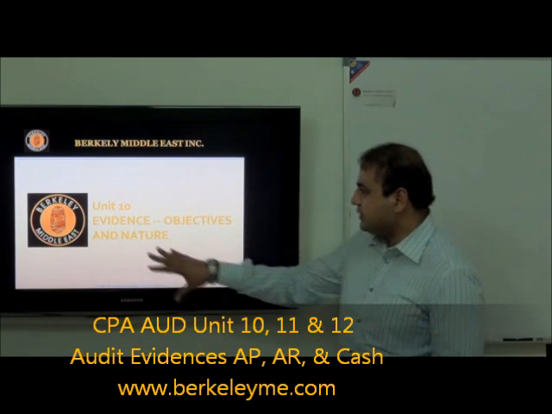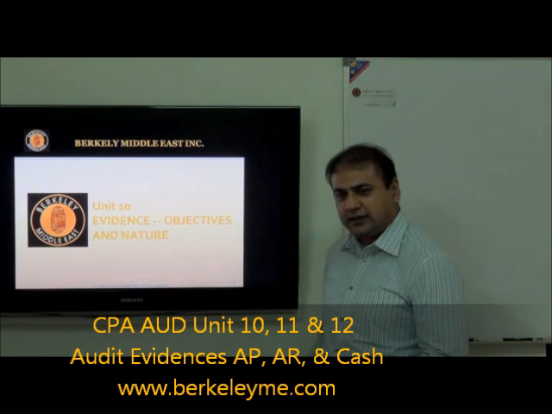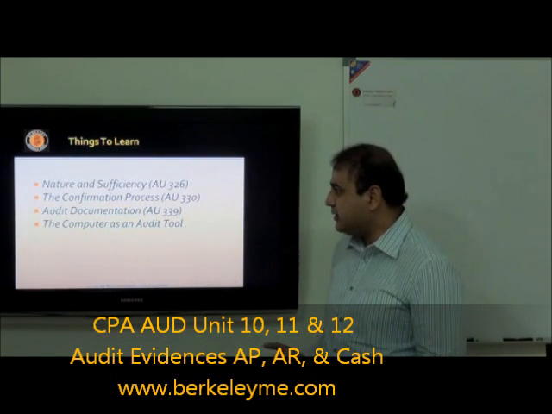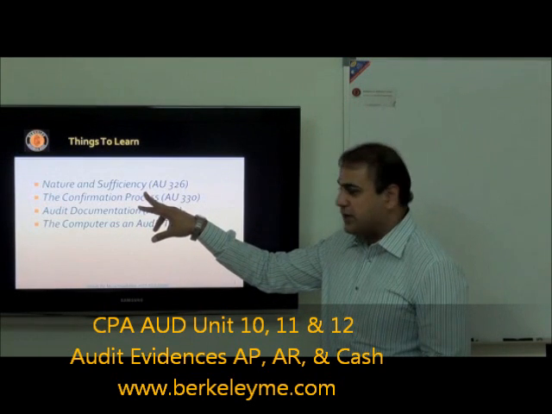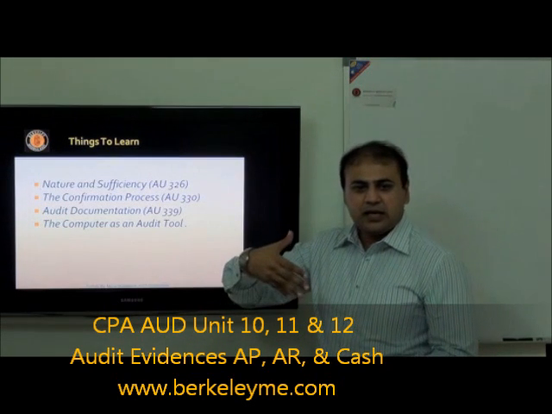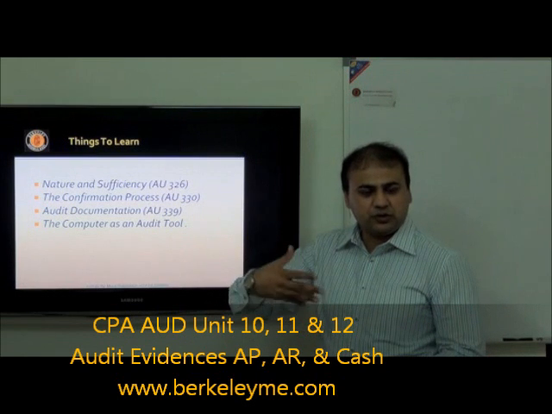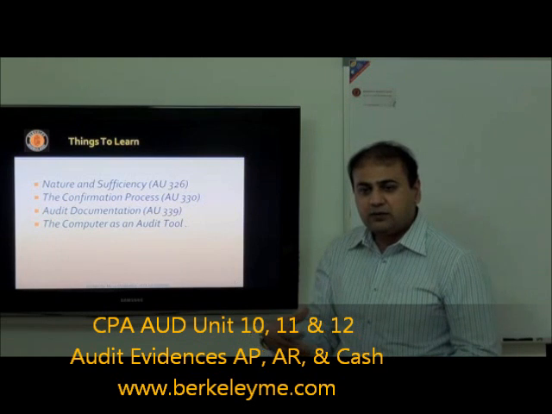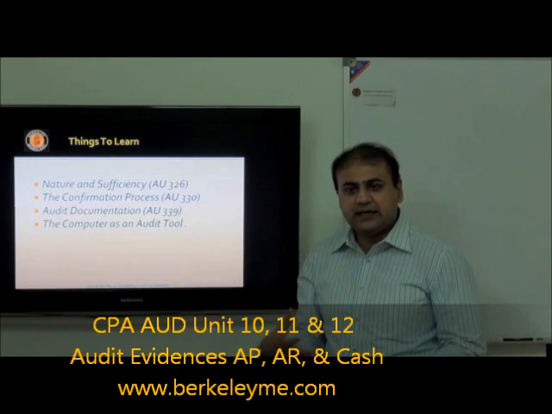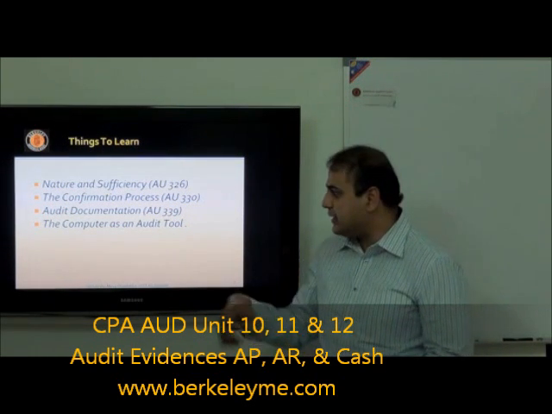We'll start our discussion, Unit 10, Evidence, Objectives and Nature. In this chapter, we will learn what the nature and sufficiency requirements are, what the definition is, and what, as an auditor, we should know: what we consider sufficient evidence, and what the nature, extent and timing of the transactions and the accounts are.